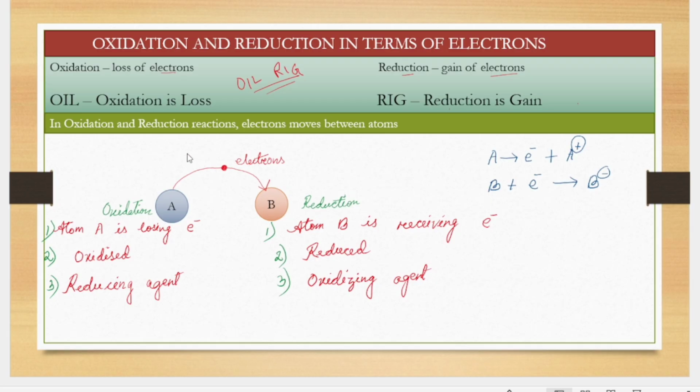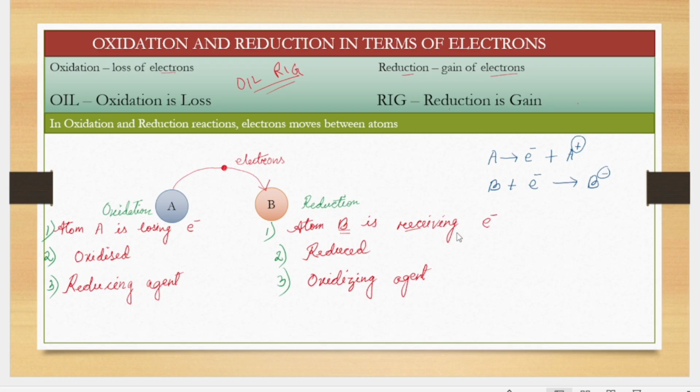Now, atom A is losing one of its electrons. When atom A is losing electrons, who is receiving the electrons? Atom B is gaining the electron. Atom A is undergoing oxidation, which means it is losing its electron, undergoing oxidation because it is losing its electron.